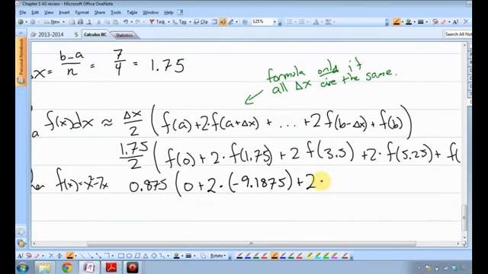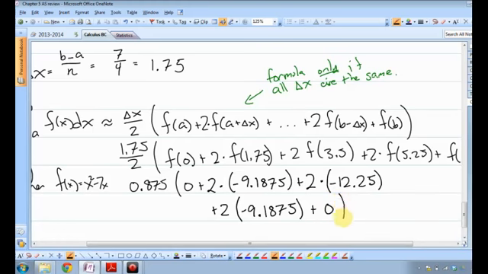Plus 2 times, what's f of 3.5? 12.25. Plus 2 times, what's f of 5.25? Okay, so negative 9.1875. And then f of 7, 0. Wow, that's neat. Oh, it's a parabola. Parabola with roots at 0 and 7. So it means it has a vertex at 3.5, right?